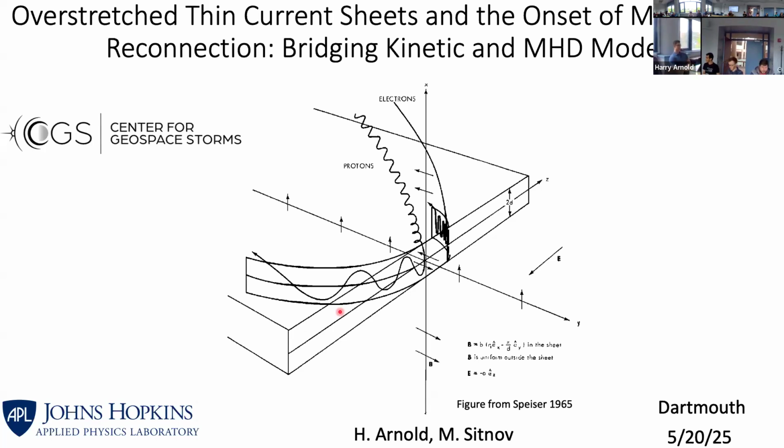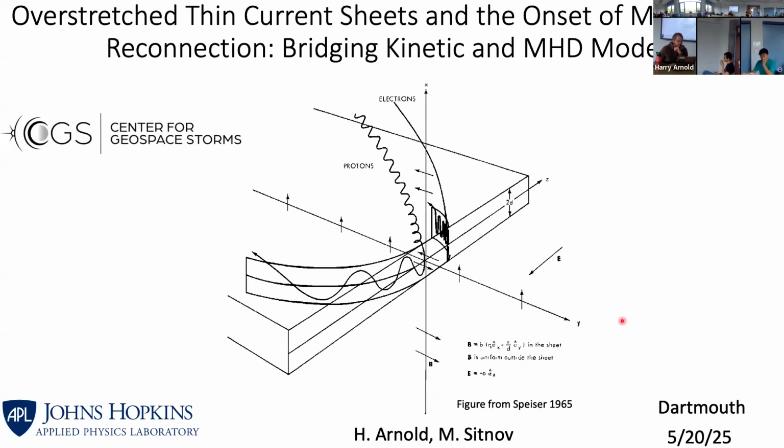Thank you. My title here is Overstretched Thin Current Sheets and the Onset of Magnetotail Reconnection, Bridging Kinetic and MHD Models, which was an ambitious goal, and I think the bridging of the kinetic and MHD models didn't quite pan out the way that I had hoped just yet, but I'll talk a little bit about it anyhow. You can also see that I forgot to change the location and date. My bad. Actually, before we move on, I do just want to point out this figure here.